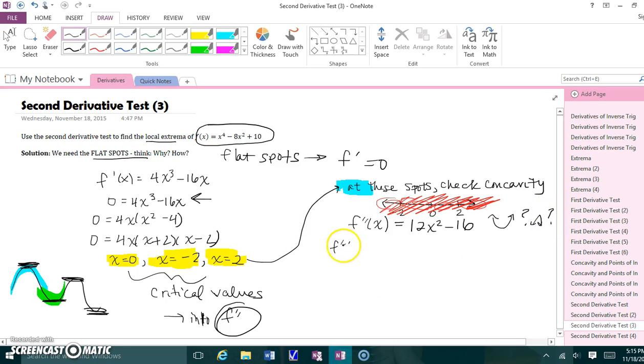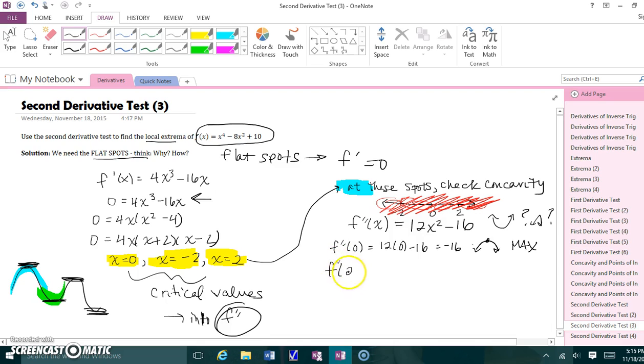I'm going to plug 0 in, so make sure you're writing this down. Again, you need the work here. That would be 12 times 0 minus 16. That would be negative 16. That is less than 0. So my second derivative is negative. Now think, if my second derivative is negative, what does that mean? That means it's concave down. And if it's concave down, just look, there's a maximum right in front of you. That means max.